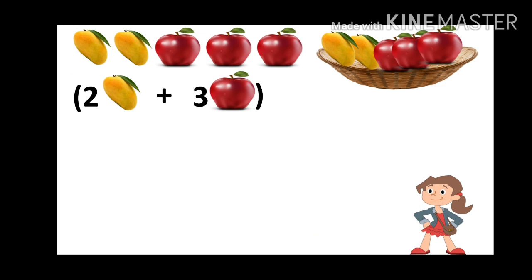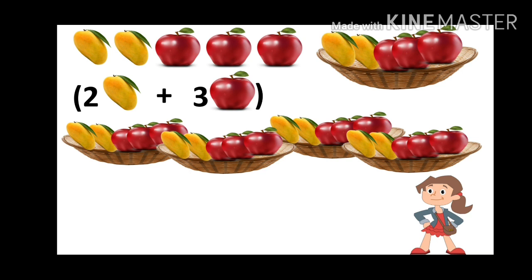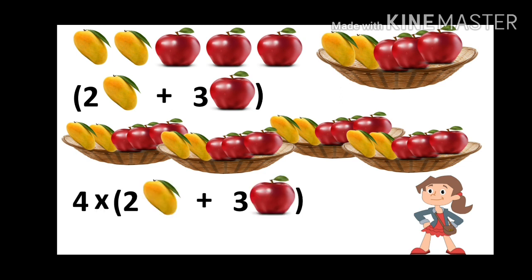So every basket has the same thing. Like that the teacher has given them 4 baskets. If each basket has 2 mangoes and 3 apples, she counted for the 4 baskets. So 4 times 2 mangoes and 3 apples. She multiplied them with 4, so she gets 4 times 5 fruits. 2 mangoes and 3 apples, total 5 fruits in each basket. Like that 4 baskets were there. So she got a total of 20 fruits in the 4 baskets.